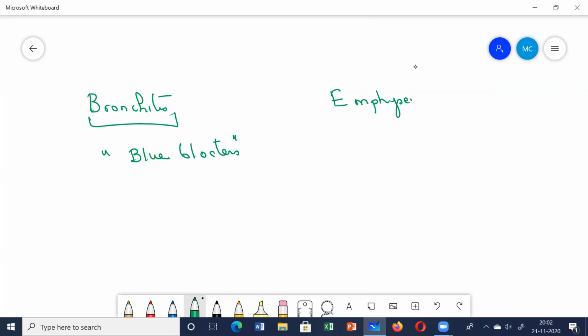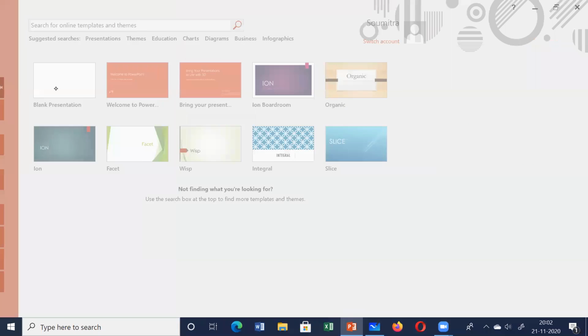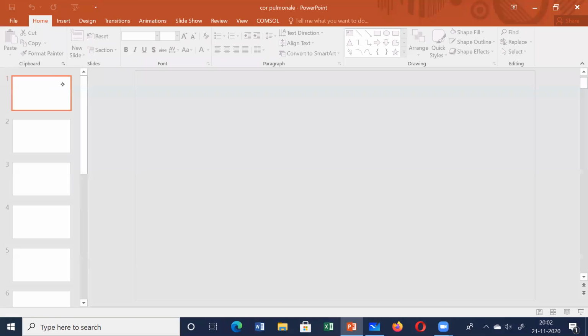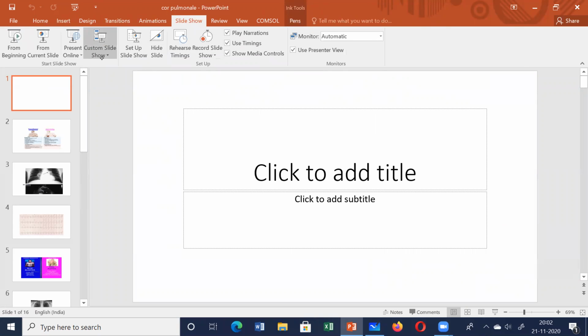I'll just show you a picture of these blue bloaters and pink bloaters. Just let me share a screen with you all. Let me share this PowerPoint on cor pulmonale.